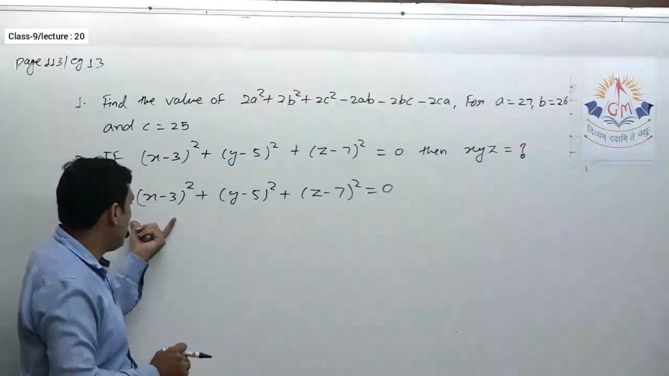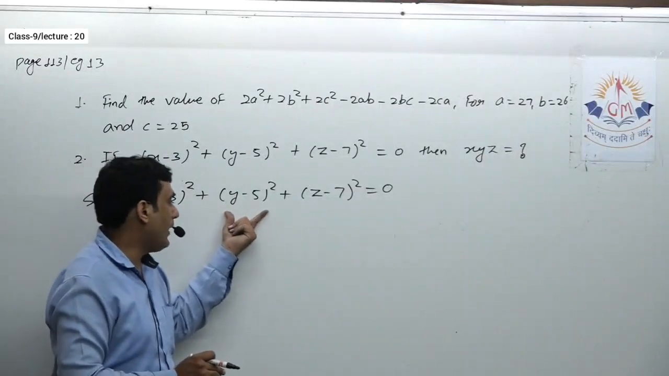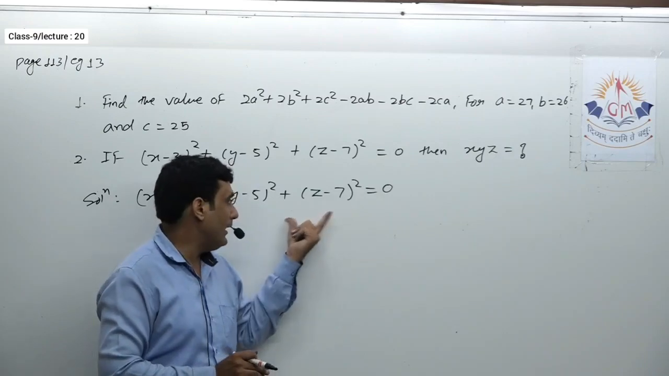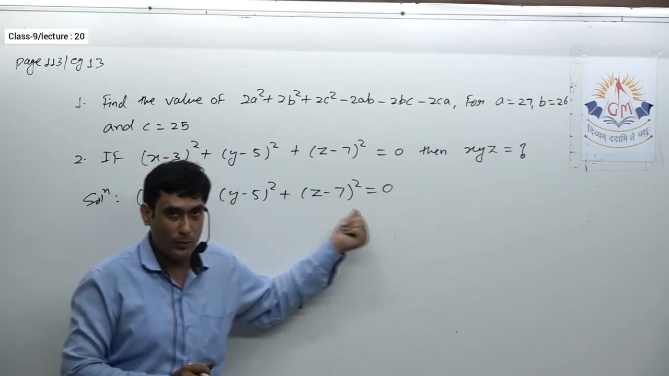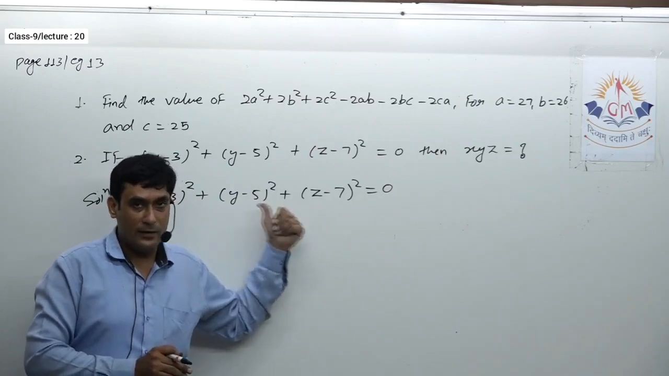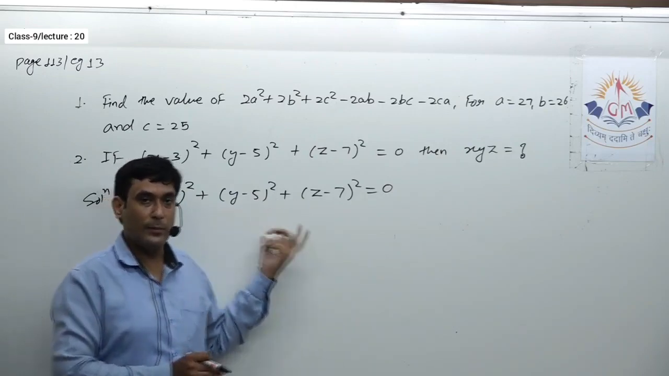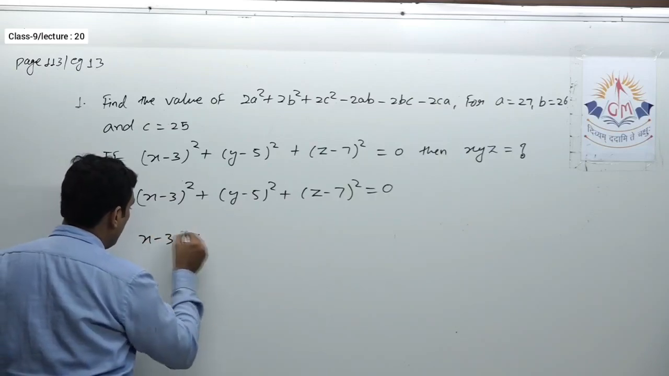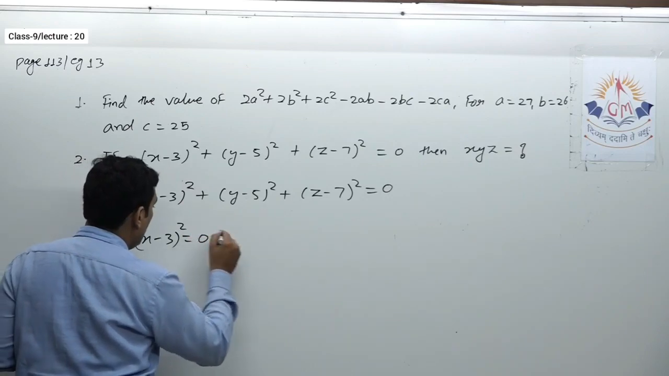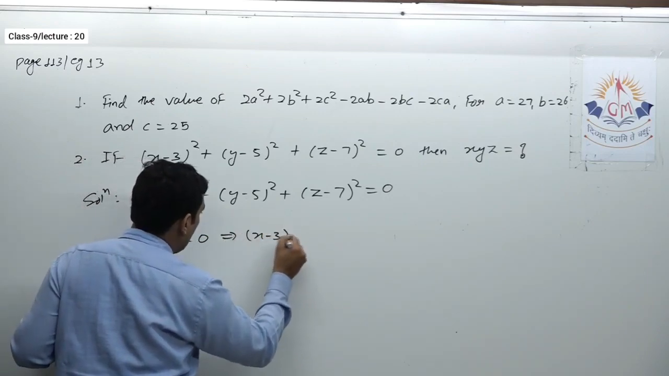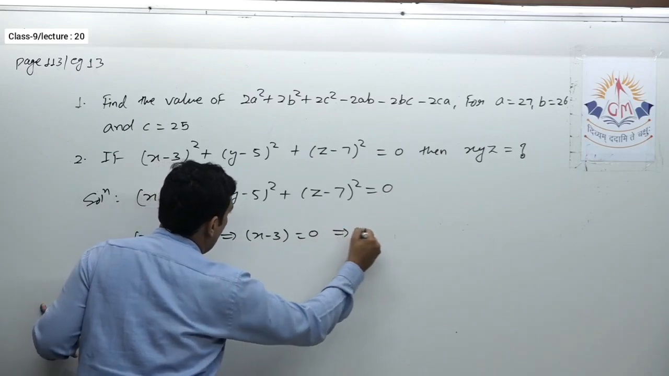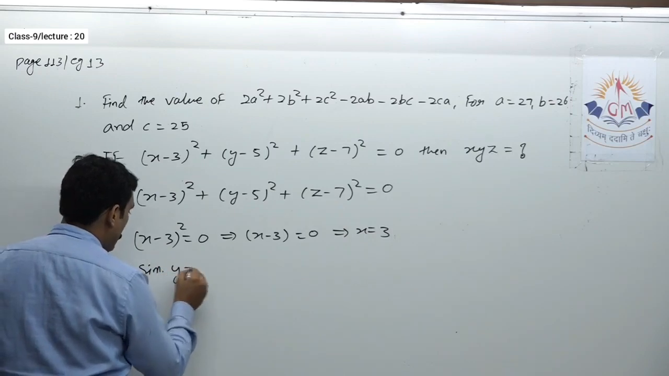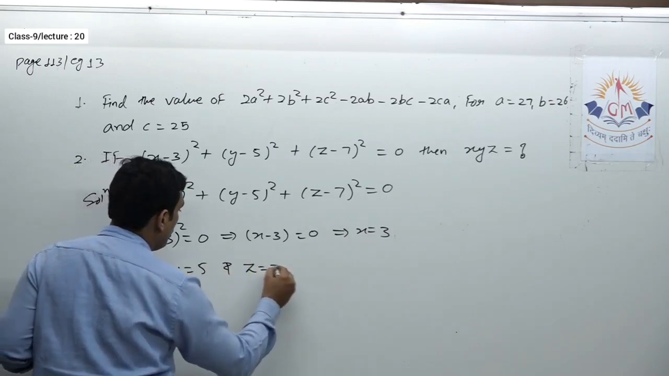That means (x minus 3) whole square must be equal to 0, (y minus 5) whole square must be equal to 0, as well as (z minus 7) whole square equal to 0. If they are not equal to 0, their sum cannot be 0, because they are not negative and the sum of positive quantities cannot be 0. It means they must be individually 0. So here I can say (x minus 3) whole square is equal to 0, which gives me x minus 3 equal to 0, which gives me x equal to 3. Similarly, I will get y equal to 5 and z is equal to 7.